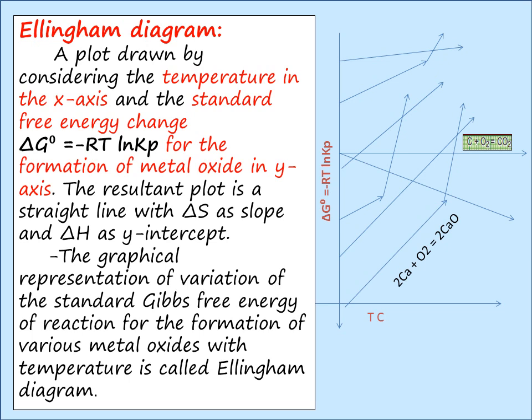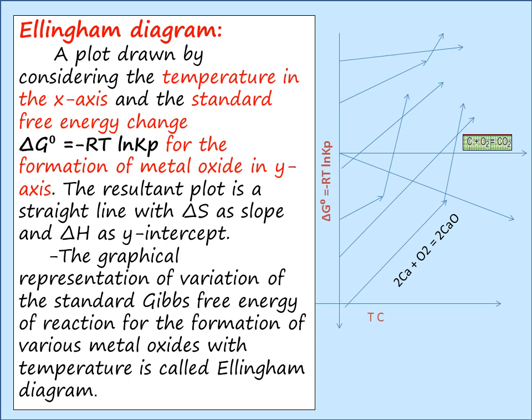What is Ellingham diagram? A plot drawn between temperature and delta G naught value. Temperature in the x-axis and delta G naught value in the y-axis. A plot, if it is drawn between temperature in the x-axis and delta G naught in the y-axis, is called as Ellingham diagram. We know that delta G naught is equal to minus RT ln Kp. We will take that in the y-axis and temperature will take in the x-axis.